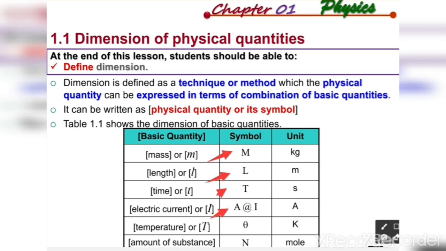Dimension of electric current, the symbol is capital A or capital I and the unit is ampere. Dimension of temperature, the symbol is theta and the unit is Kelvin. And the last one is amount of substance, the symbol is capital N and the unit is mole.